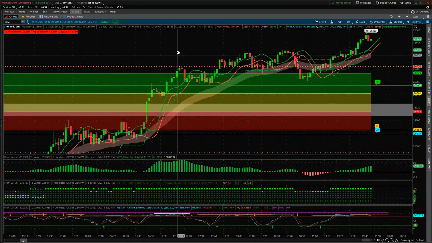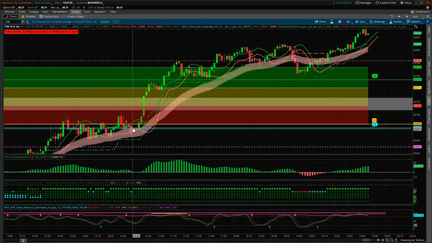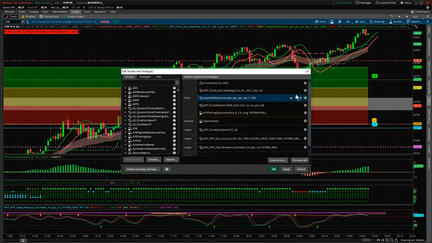Okay. So forget about the wave count for now. I'm just going to isolate that down here after this range bound period. So I'm just going to go for a 7,100 maybe. Yeah, 7,100.